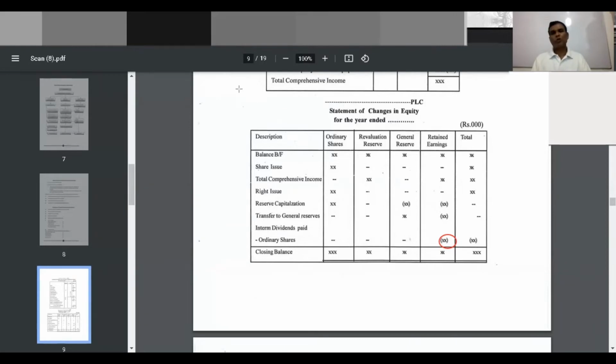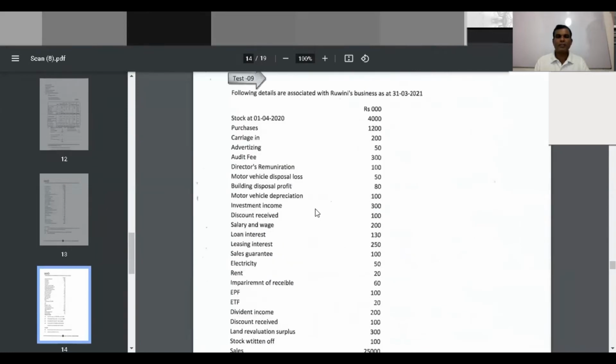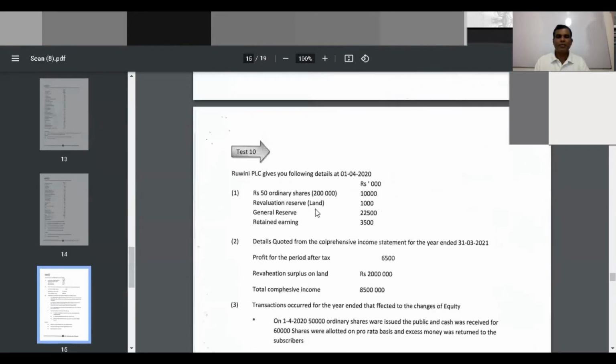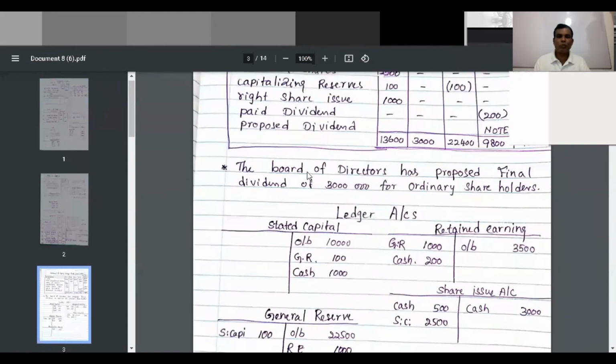Now we are going to move on to the next part. Then we are going to discuss another example. Please start doing this example. We are asked to prepare the statement of equity changes for the year ended 31st March 2021, with journal entries and ledger accounts regarding the above events, accounting policies and notes. For your understanding, I will show you a certain part of that. Here you see, this is how you have to make them out.